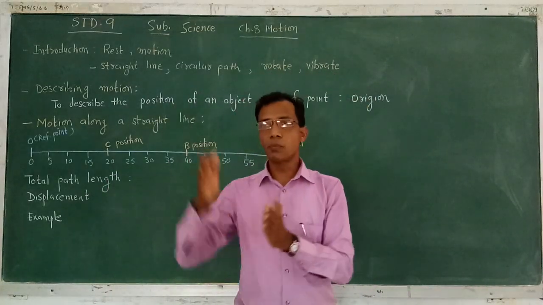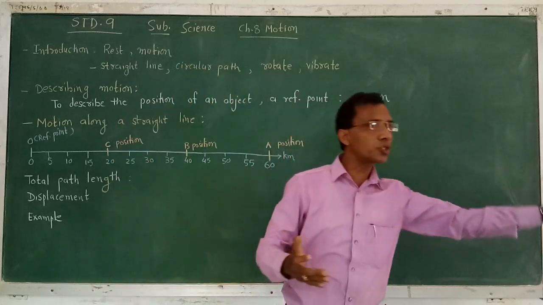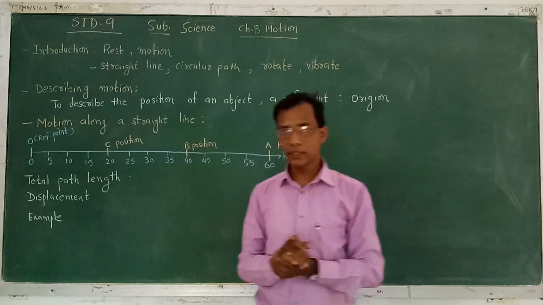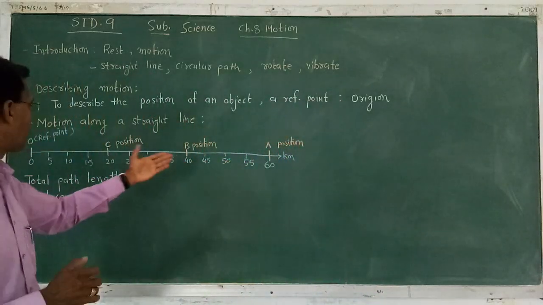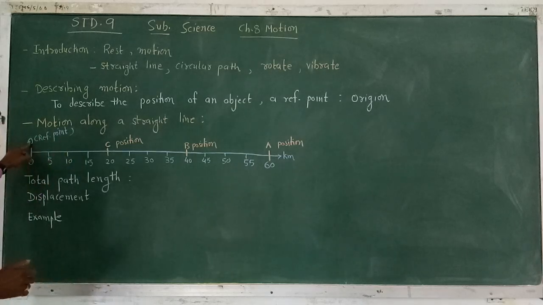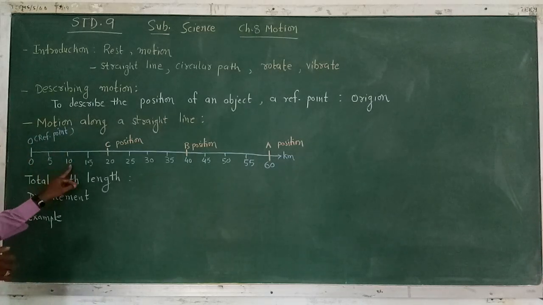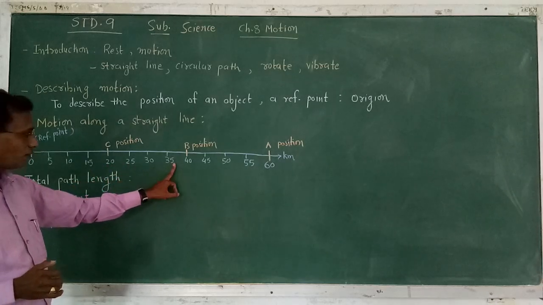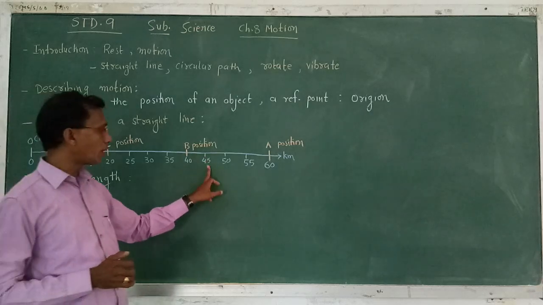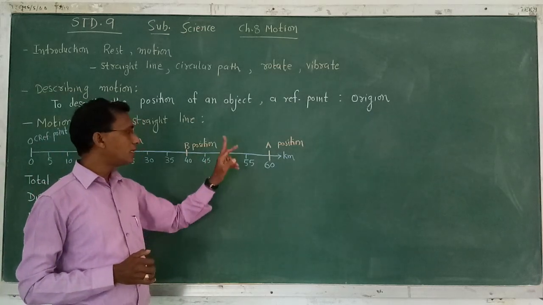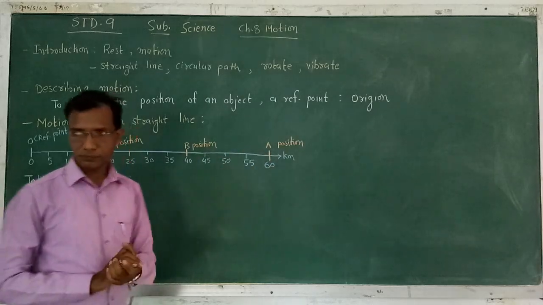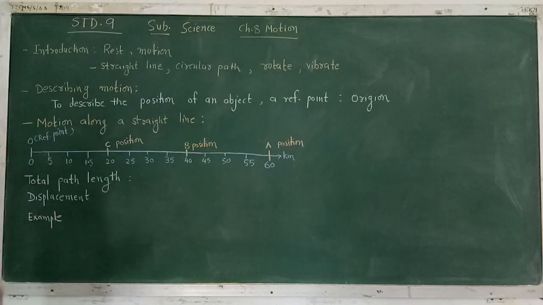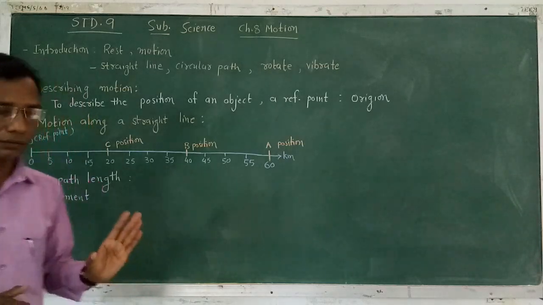Suppose the distance from our house to our school is 2 kilometers. It is straight motion. Take one more example, where the reference point is given: O is the origin. Here are 5 km, 10 km, 15 km, 20 km, 25 km, 30 km, 35 km, 40 km, 45 km, 50, 55, 60 km. Now A, B and C are positions at regular time intervals.